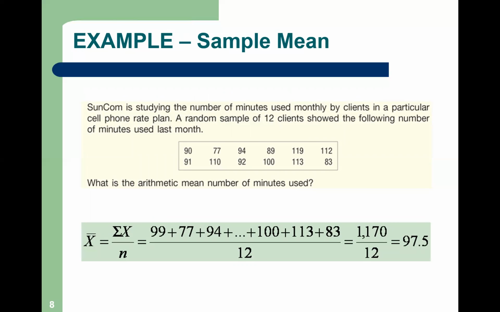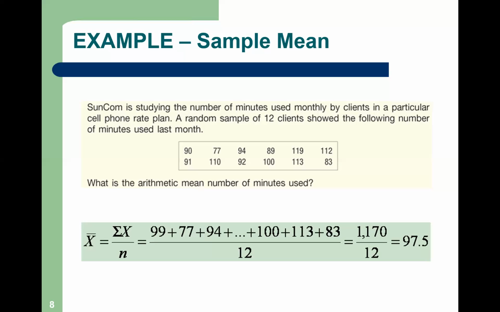Here is an example of a sample. Suncom is studying the number of minutes used monthly by clients in a particular cell phone rate plan. So a random sample of 12 clients, they would have thousands of clients, so we got the data for only 12 clients. Someone used 90 minutes, someone used 77, and so on. So the arithmetic mean for this sample is calculated exactly the same. We sum up all the values, divide by the number of values, and here is our sample arithmetic mean, 97.5.